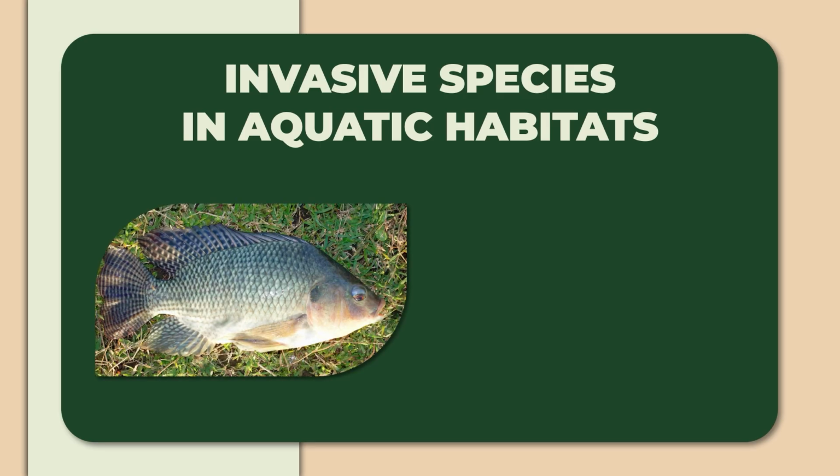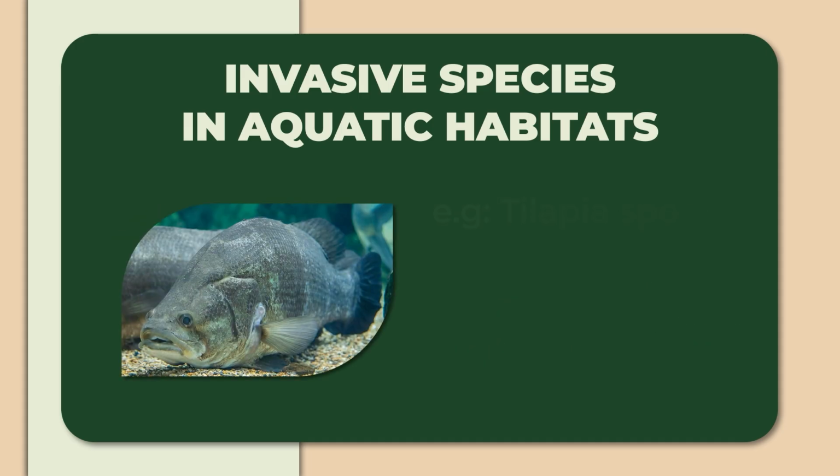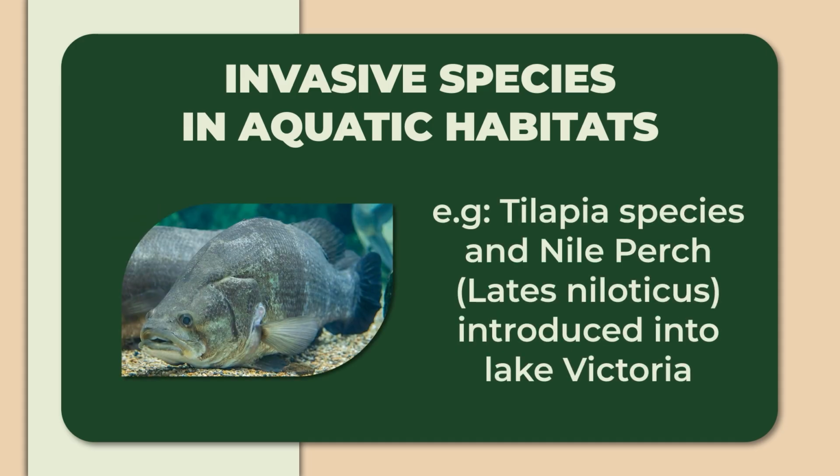You know that fish have many times been introduced, both intentionally and unintentionally. Intentionally, to increase fish production and productivity, because that meets the protein demand of human beings. This introduction by human beings has caused a lot of harm to native species, and there are many examples. For instance, the Nile perch was introduced into Lake Victoria in Africa.